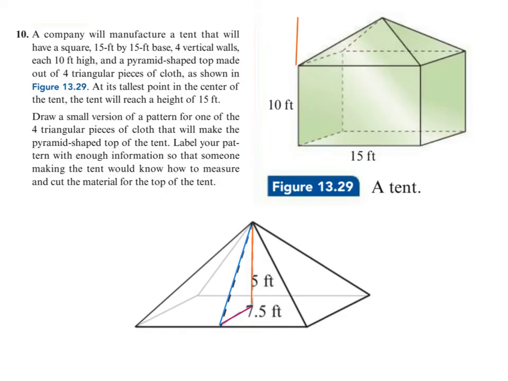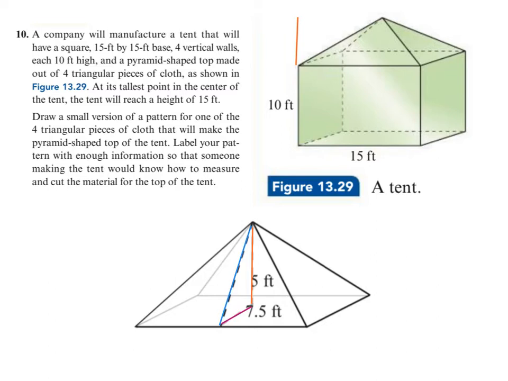Our first question, number 10, is: a company will manufacture a tent that will have a square 15-foot by 15-foot base. So this base here is 15 by 15, with 4 vertical walls, each 10 feet high, and a pyramid-shaped top made out of 4 triangular pieces of cloth. Its tallest point, from this apex all the way down to the base of the tent, is 15 feet.